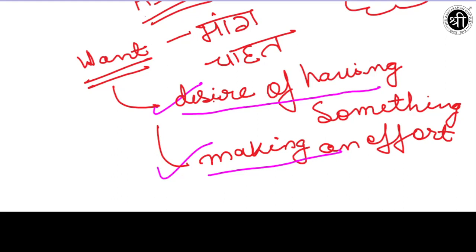You must also make an effort to have that thing. Only having the desire will not do. You must also make an effort. Okay, so if I just want something but I am not doing anything to get that thing, then that is not a want. So in economics, want means desire plus effort.